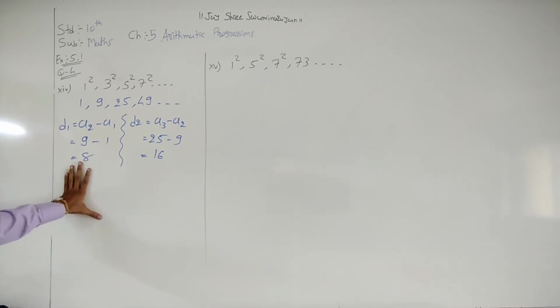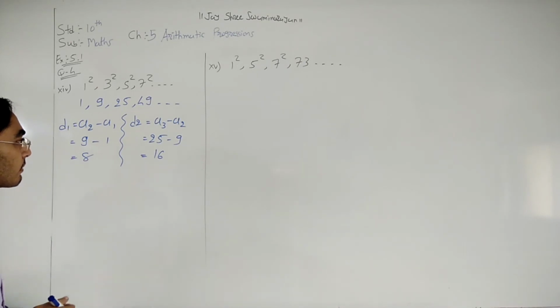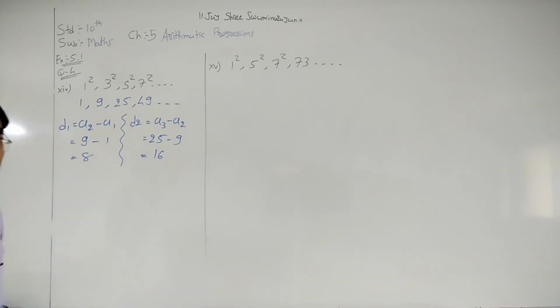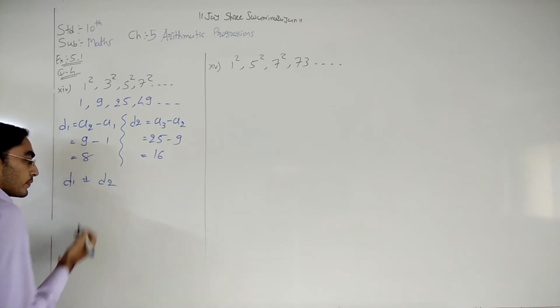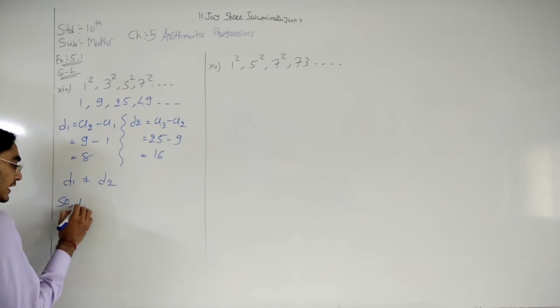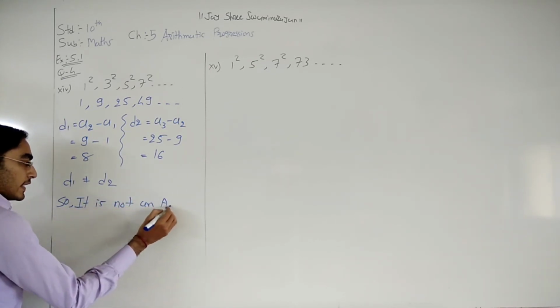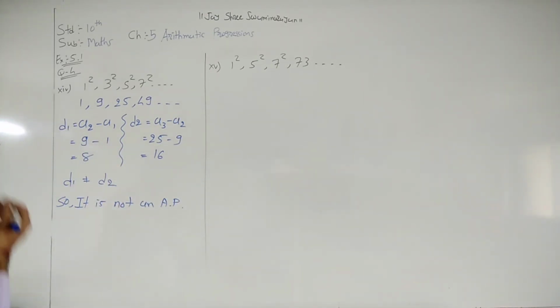So here we have answer d1 is equal to 8. Here we have d2 is equal to 16. It means that these two answers are not same, right? 8 is not equal to 16. So d1 is not equal to d2. Okay, so it is not an AP, because here difference d are not same.